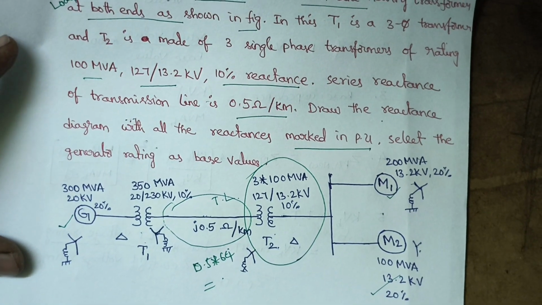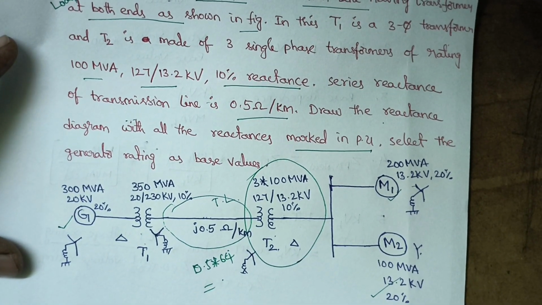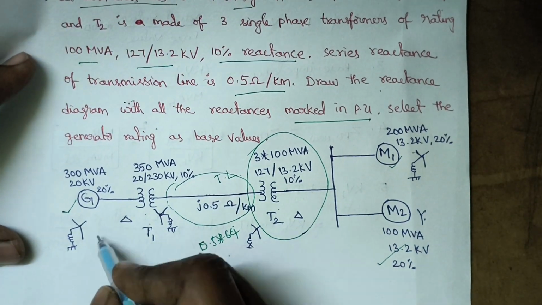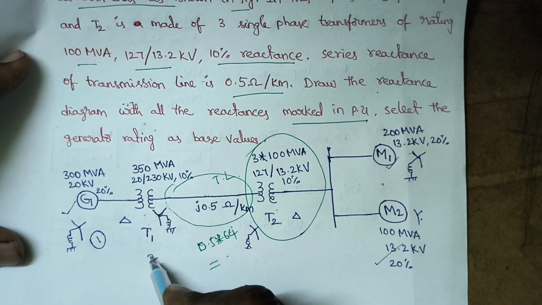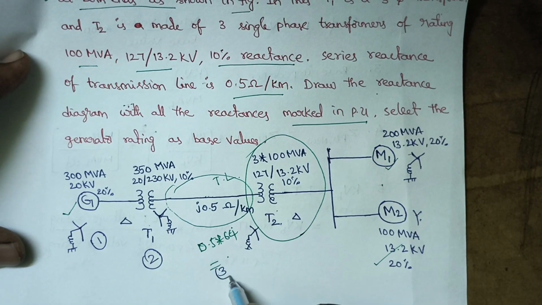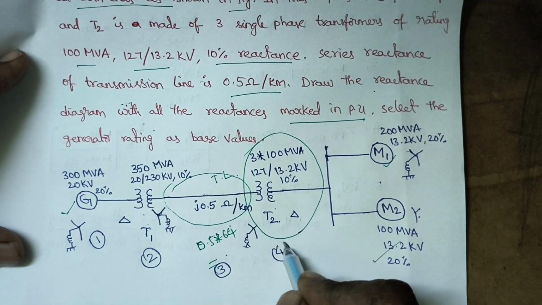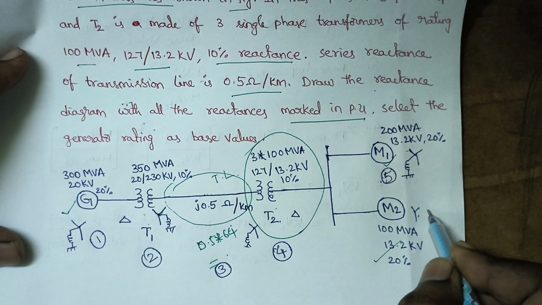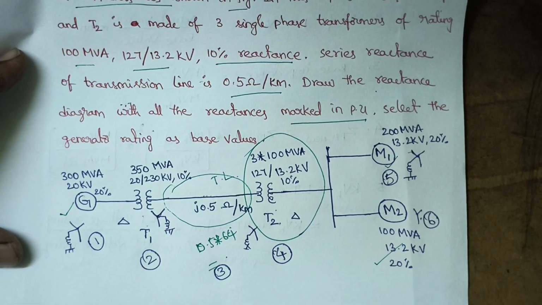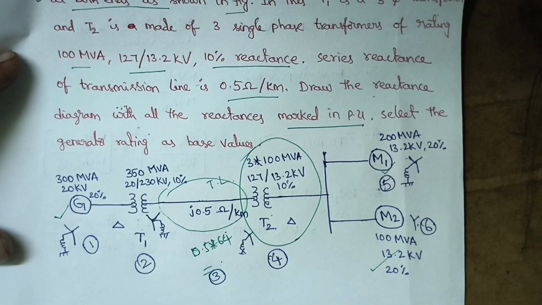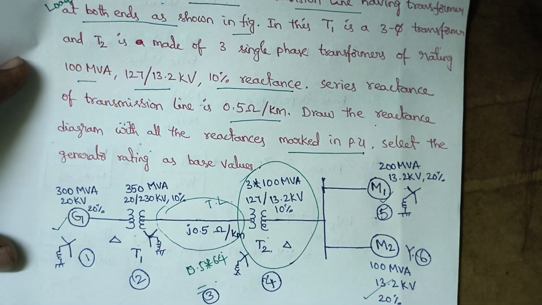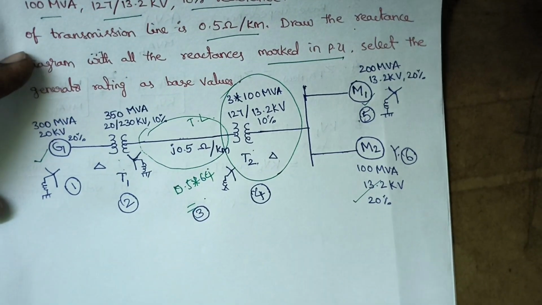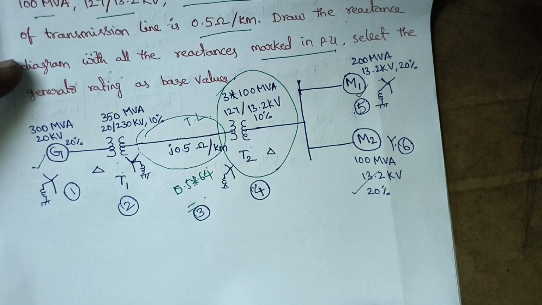Now, how to solve this problem? First, how many elements are here? Let us check. The generator is one. The second is the first transformer. The third is the transmission line. The fourth is the second transformer. The fifth is motor 1, and the sixth is motor 2. For these 6 components in this power system, we need to calculate the per unit impedance or per unit reactance. How to calculate the per unit impedance or per unit reactance?